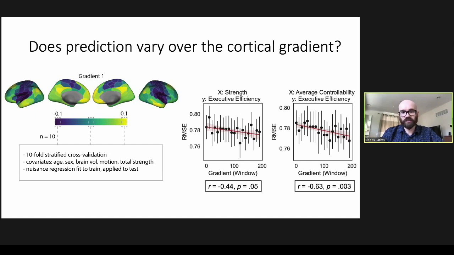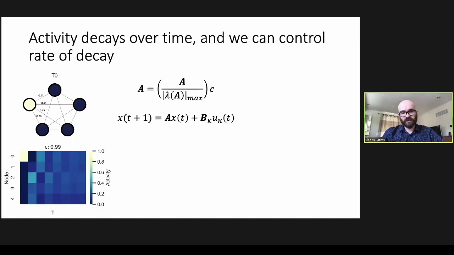We see that for both brain features, we get an improvement in prediction accuracy as a function of the gradient. Remember, this is error, so lower is better. But this effect appears more pronounced for average controllability. Down the bottom, I've summarized this effect using a Pearson's correlation, which is stronger for average controllability at negative 0.63. But just take these correlations with a grain of salt because they are estimated on only 20 data points, because we only had 20 bins of regions here. So given this low power, I wanted to flesh out this effect just a little bit more.